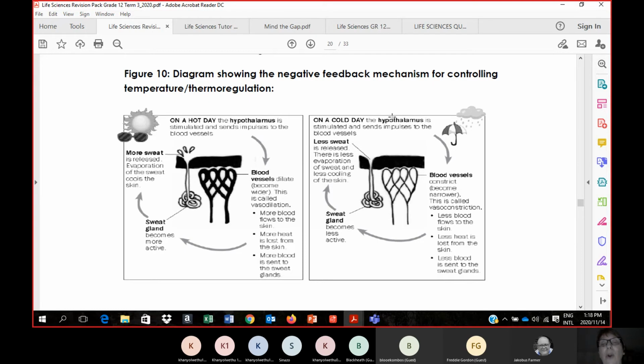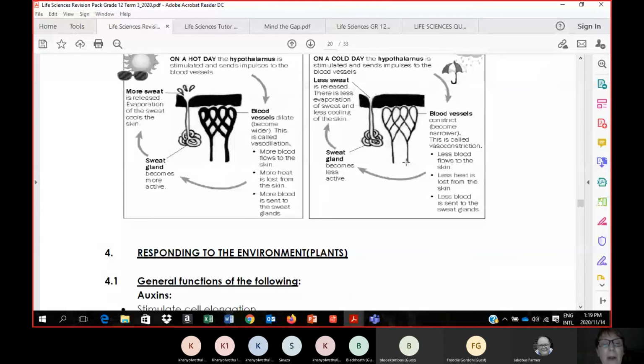And then obviously on a cold day, like even today, I see it's starting to get darker and cooler outside. On a cold day, again, your thermoreceptors in the skin are going to be stimulated. They send a message to the hypothalamus, and you're going to produce less sweat, and your blood vessels are going to constrict. We call that vasoconstriction. They become narrower. So that means that less heat is going to be lost by radiation, convection, etc. I think that's a nice, easy homeostatic mechanism, so I would definitely spend time learning that.